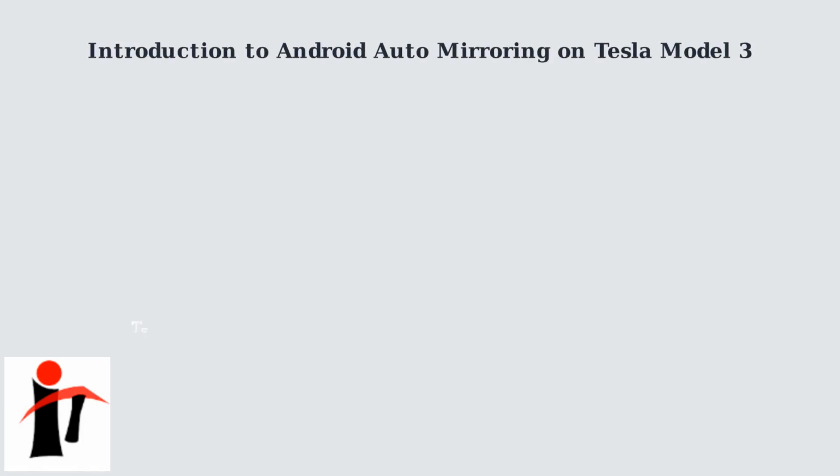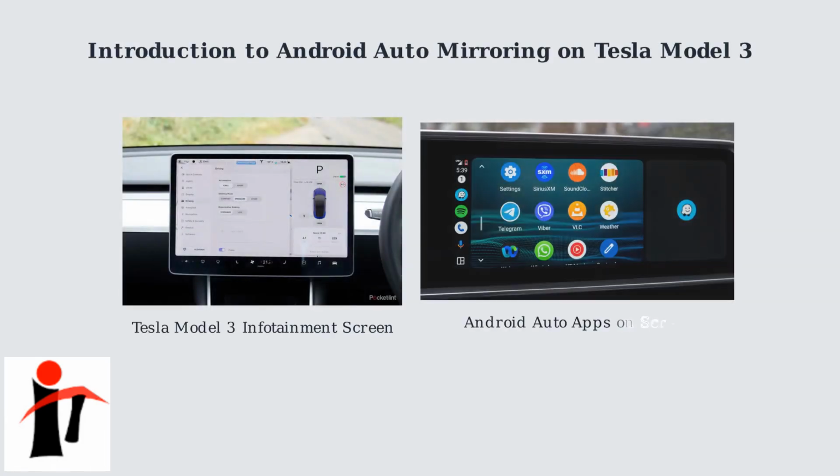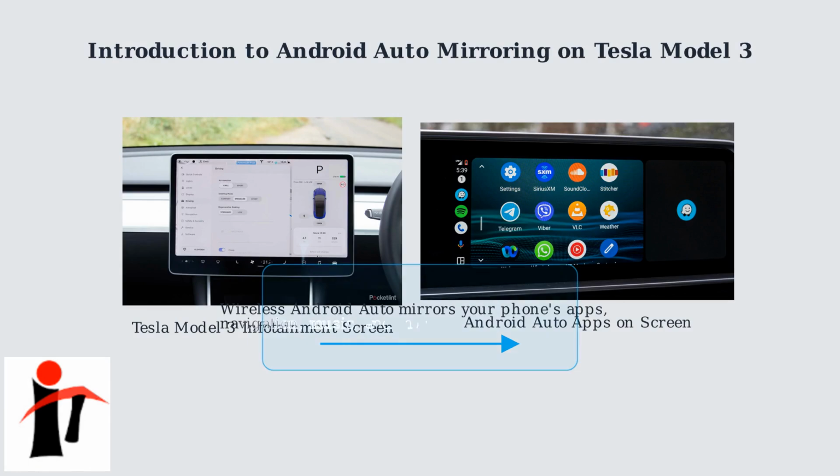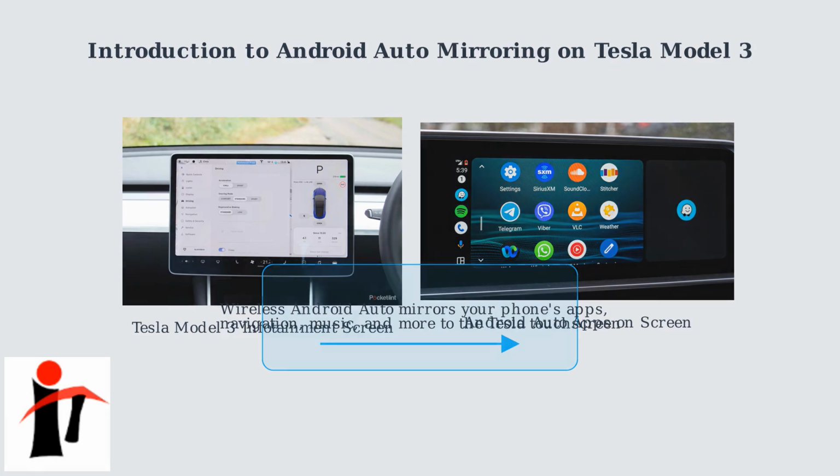As of December 2025, mirroring your Android phone screen to a Tesla Model 3 infotainment system is primarily done through wireless Android Auto. This feature allows you to cast apps, navigation, music, and more directly onto the Tesla's touchscreen. This video will guide you through the setup process and highlight important aspects of this functionality.